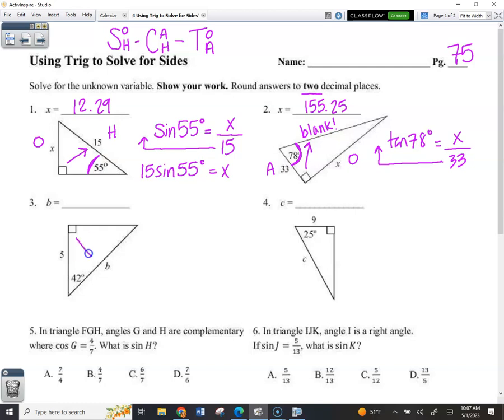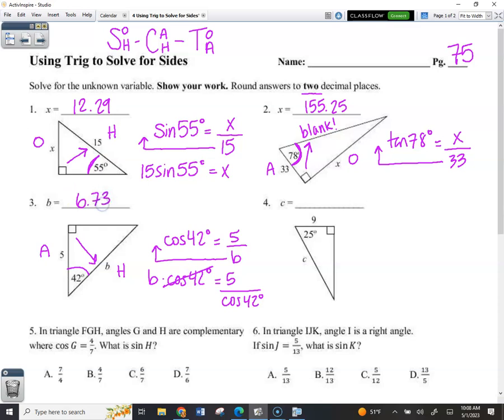Okay, number 3. We've got hypotenuse, adjacent. What trig function? Cosine, angle measure, equals fraction bar. In this particular example, am I ready to go to my calculator? No, I can't go to my calculator yet, right? I need to move cosine 42 by division up underneath the 5. Then you can go to your calculator. You should have come to 6.73.